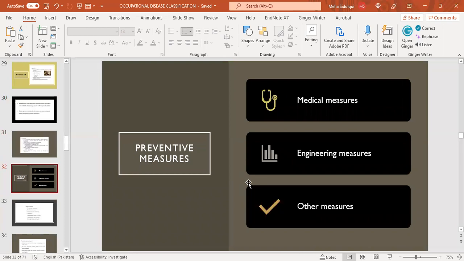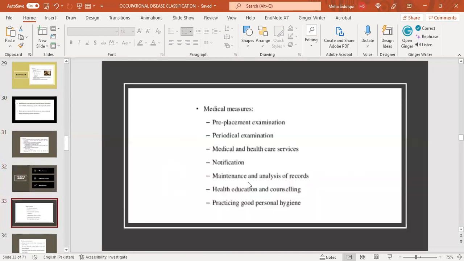Now, preventive measures. These are the medical measures, engineering measures, and other measures of byssinosis. First is medical measures. It includes pre-placement examination, periodical examination, medical and healthcare services, notification, maintenance and analysis of records, health education and counseling, practicing good personal hygiene.